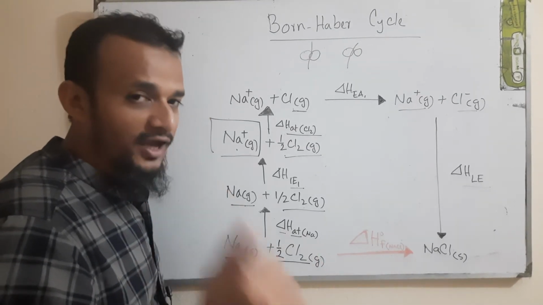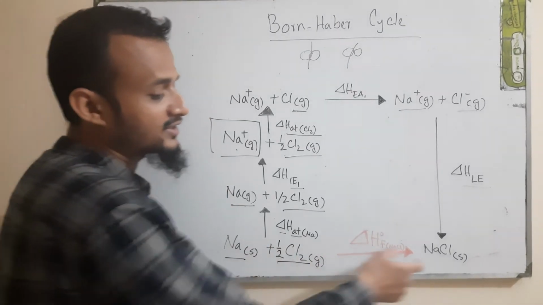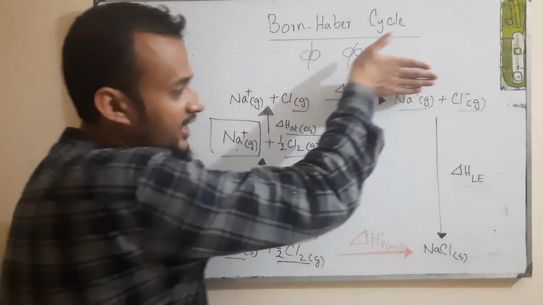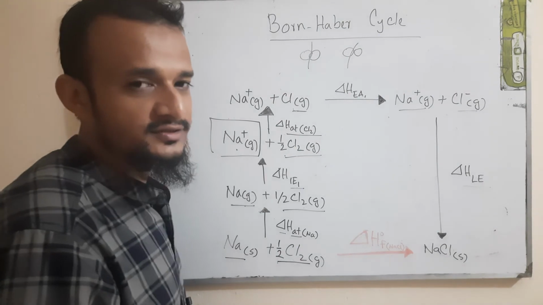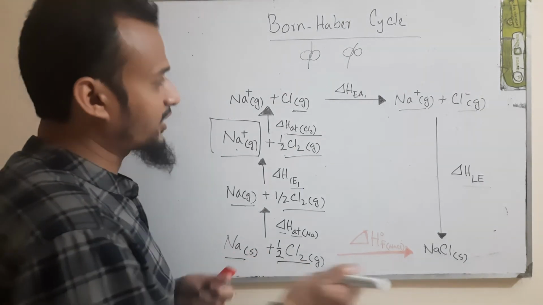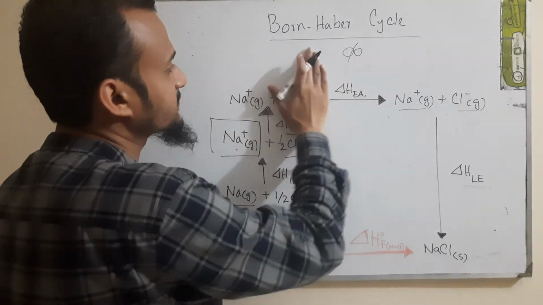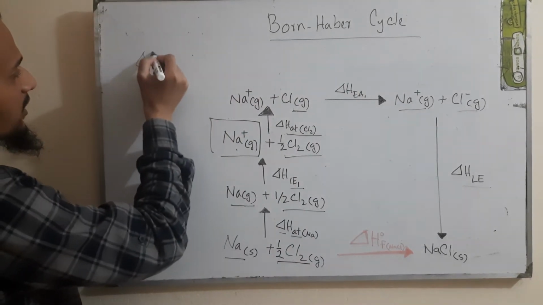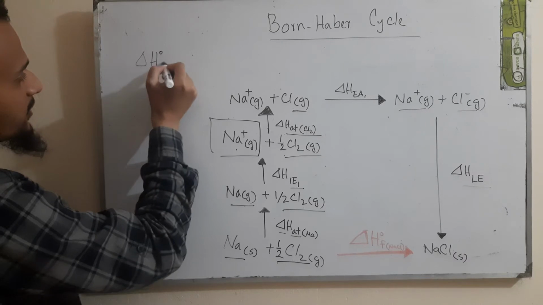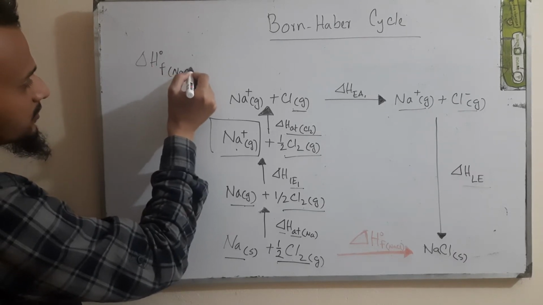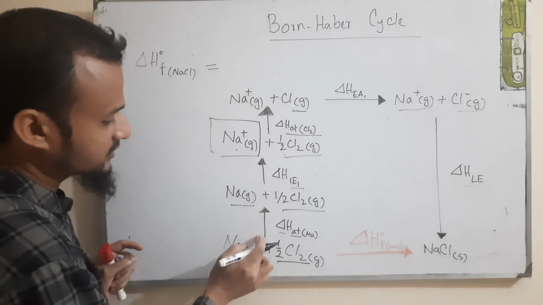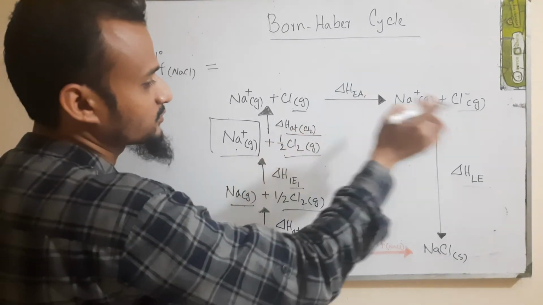And according to Hess, if the beginning and the end are the same, no matter what way you go, the energy change is always equal. So can I write delta H formation of sodium chloride is equal to this one plus this one plus this one plus this one plus this one, right?